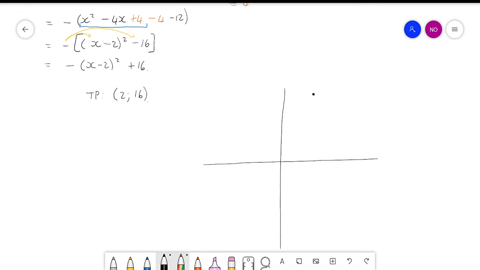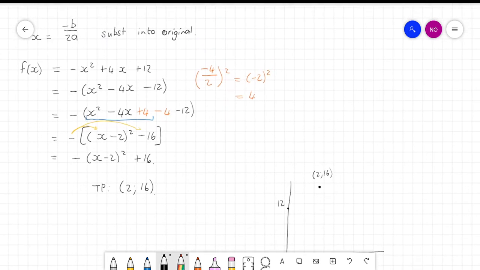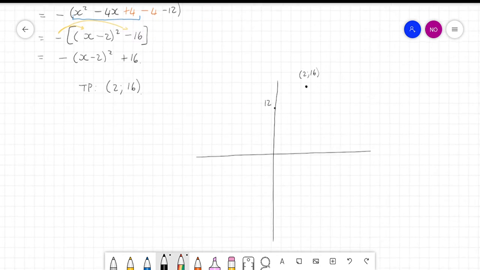So that's pretty high up. We said y-intercept at 12, and then we said the x-intercepts are at 6 and negative 2.